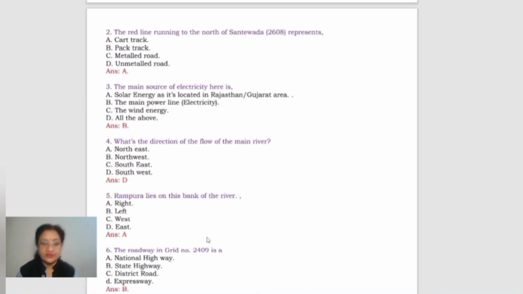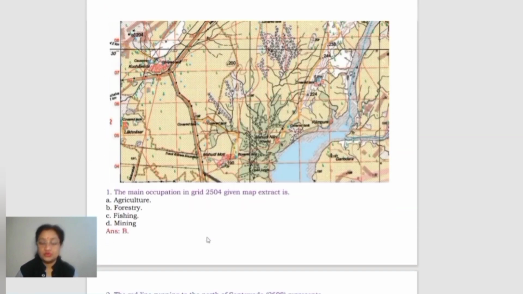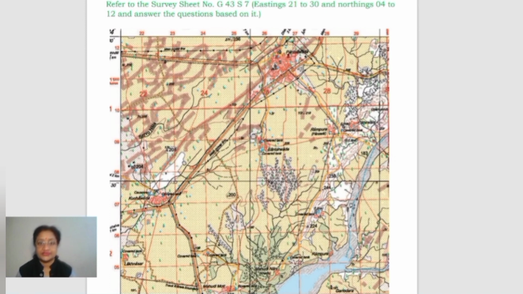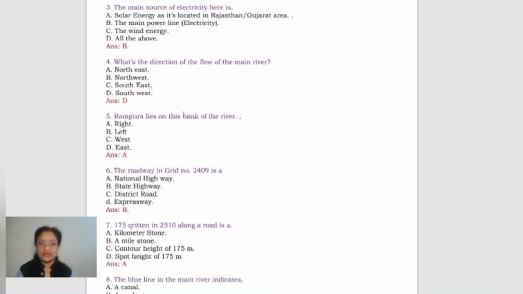Rampura lies on which bank of the river? I told you earlier, in the video where I was explaining the topo sheets, that banks have to be only the left or right bank. Now, if the river is flowing towards south or southwest, then this side is its right bank and this side is its left bank. So Rampura, you can see here children, is lying on the right bank of it. Yes, A is the correct option for this.